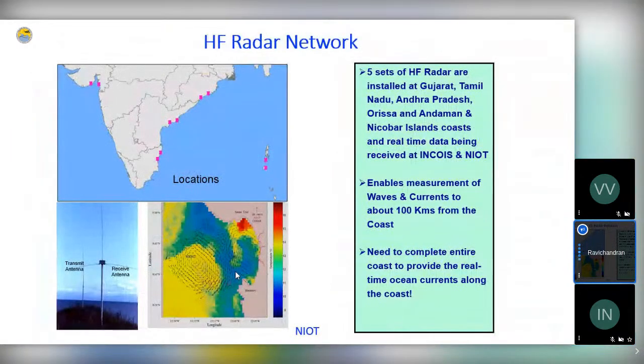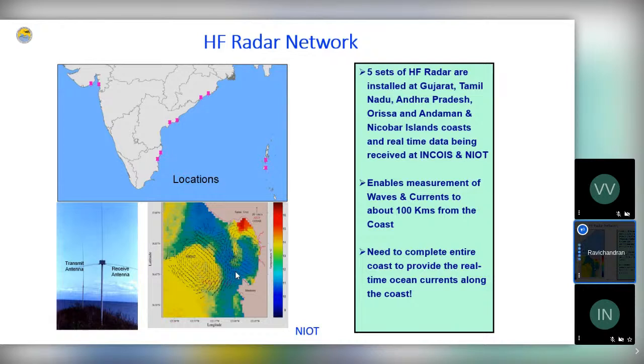Along with that, under the umbrella of the tsunami network, though it is not used for tsunami, five pairs of HF radar network were established by NIOT. These five HF radars provide ocean currents up to 100 kilometers depending upon the ocean weather, and continuously give wave and current information along the coast. If we install another five or six pairs, we will have the entire coast and can provide a nowcast of ocean currents. That is what many other countries are doing.